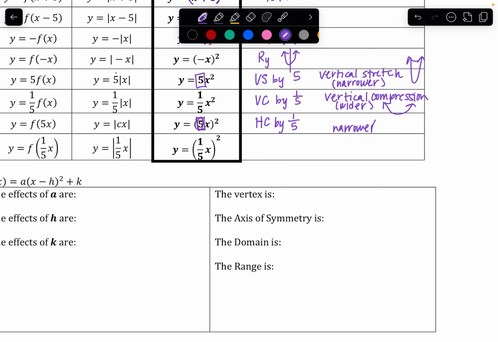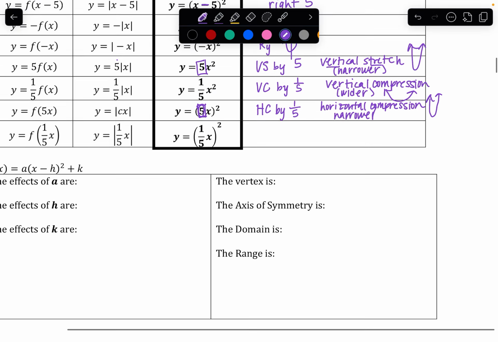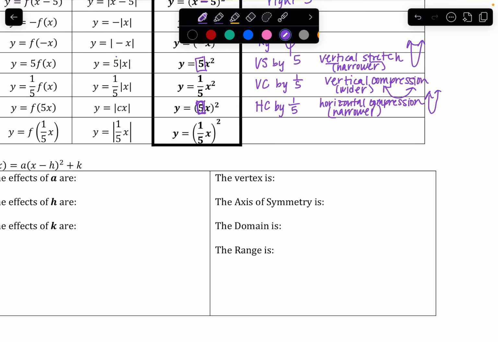In the case that it's outside, we called it a vertical stretch. In the case that it's inside, we called it a horizontal compression. That's going to cause it to compress horizontally. So if I compress a rubber band horizontally, I'm making it narrower. Okay, and then our horizontal stretch by 5 would have a 1/5 inside. Everything inside the crazy house is backwards. So there's our horizontal stretch by 5.